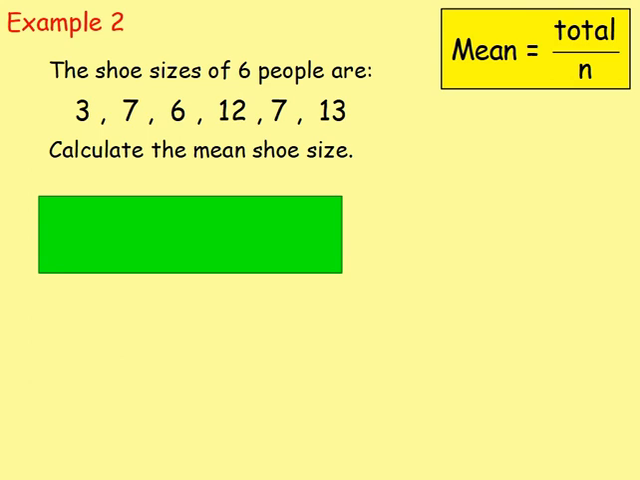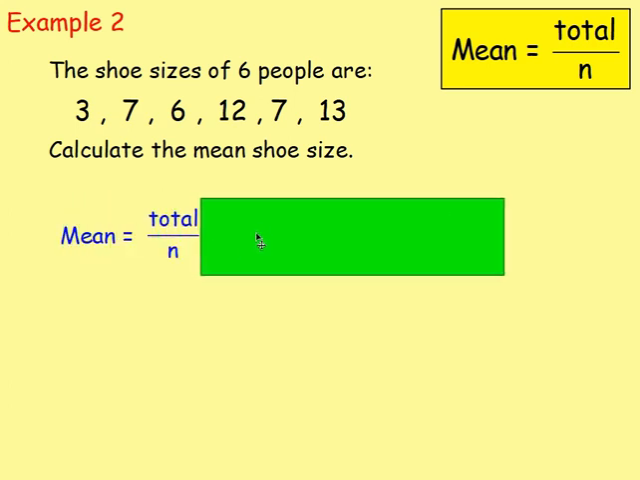Example 2, the shoe sizes of 6 different people are size 3, size 7, size 6, size 12, size 7, size 13. That is the shoe sizes for those 6 people. Work out the mean shoe size. How do we go about working out the mean, Brian? Brilliant. You take the total and divide it by how many numbers you have.